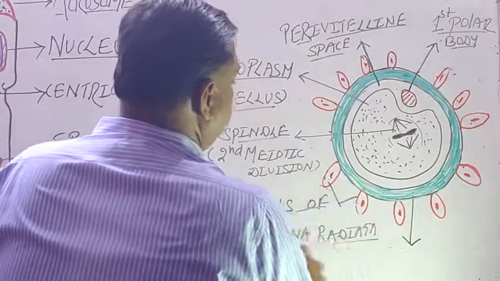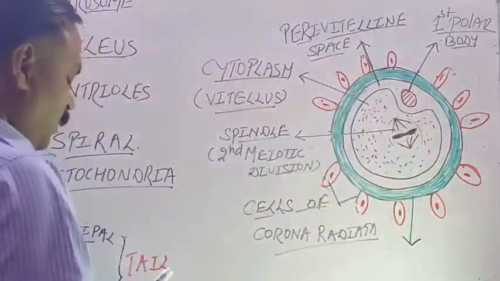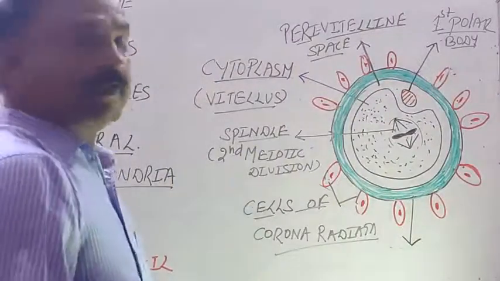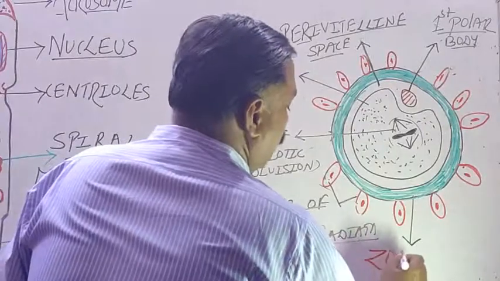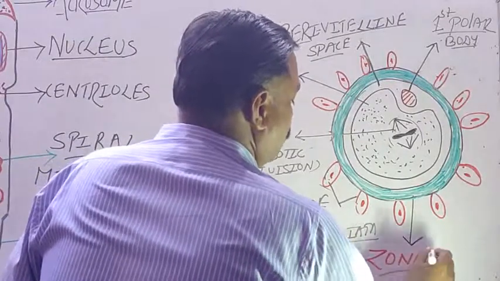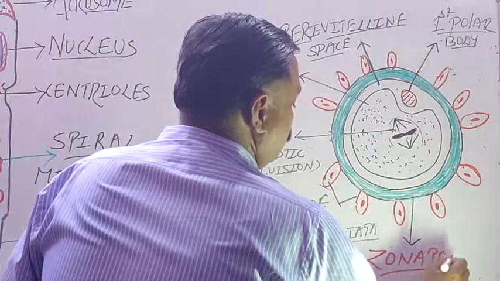And this green layer you are seeing, students, last but not the least, this transparent green layer is called zona pellucida.